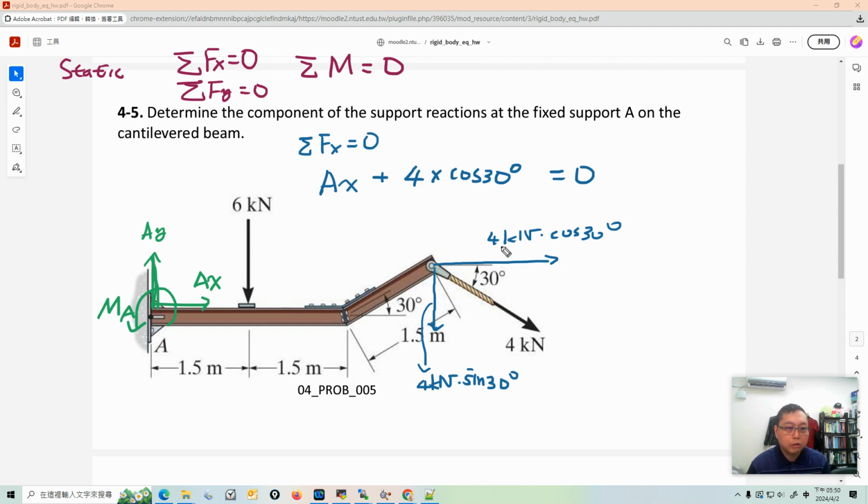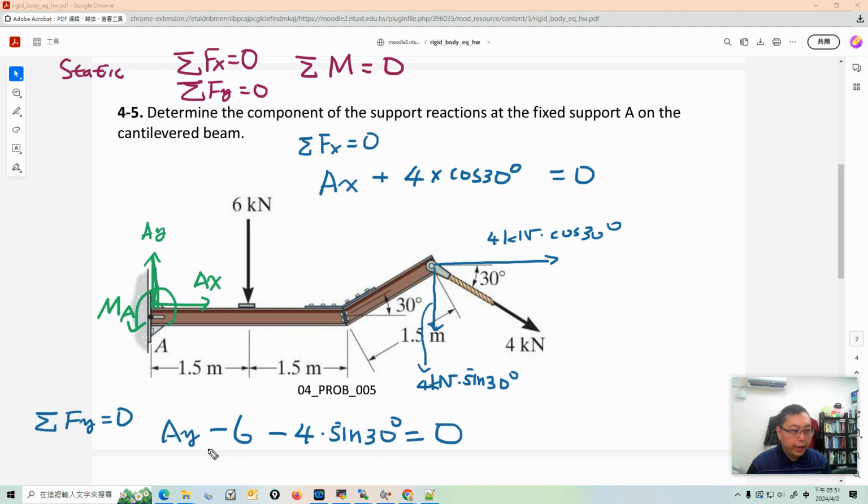We continue to list the equations. Summation Fy equal to 0: we have AY pointing up and 6 kilonewton pointing down, so minus 6, and the vertical component of the 4 kilonewton force also points down, so minus 4 times sine 30 degrees, and the total equals 0. Using this equation we can solve AY directly.